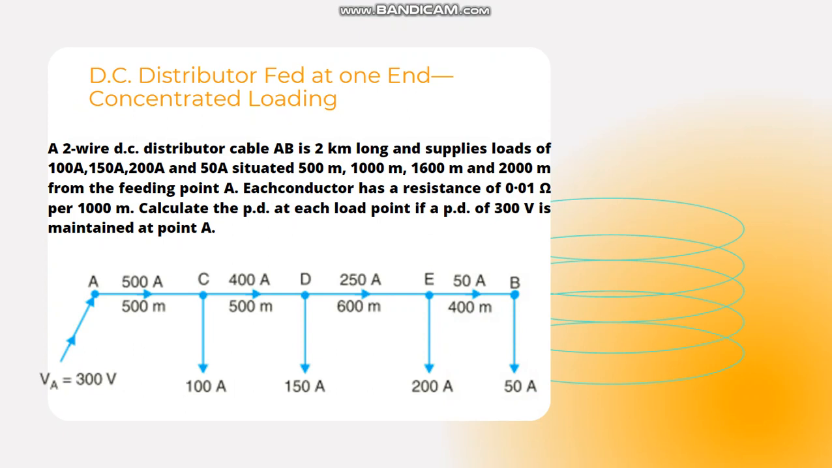Consider an example of a 2000 meter long DC distributor cable. It carries 4 loads of 100 ampere, 150 ampere, 250 ampere, and so on, at distances of 500, 500, 600 and 400 meters across the sections AC, CD, DE and EB. The voltage fed at point A is 300 volts. We need to find the voltage at each point. This is our target, and we are going to correlate it with the PSpice software.